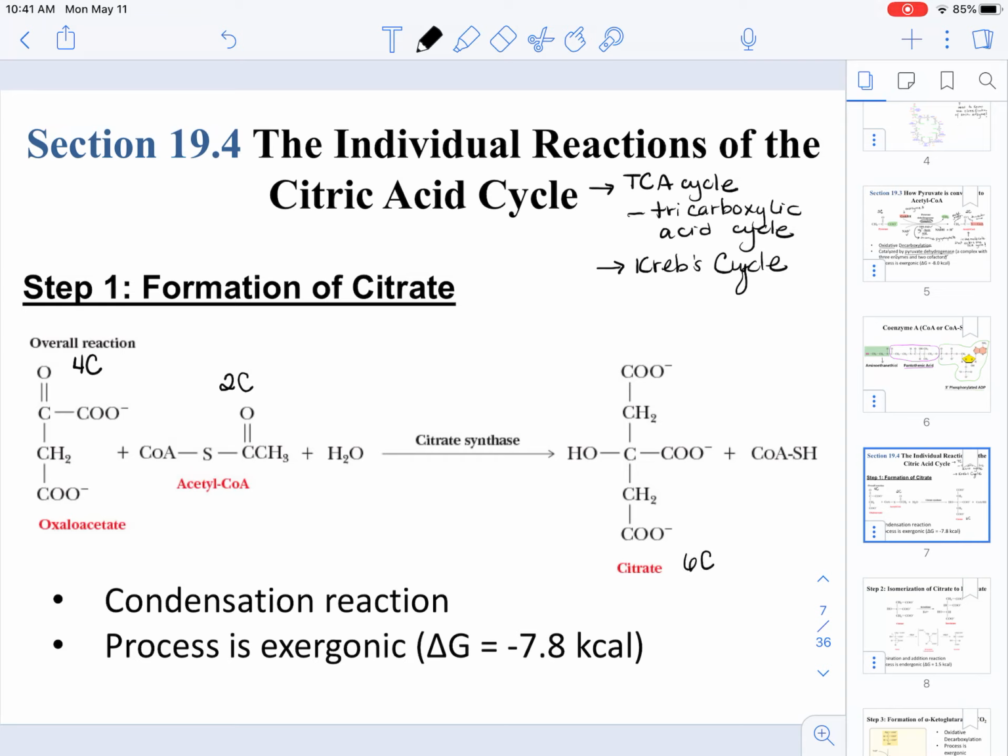As you can see, this condensation reaction is catalyzed by citrate synthase. And citrate synthase, as you can see, is taking these 2 molecules and gluing them. But as you can see, we are not hydrolyzing ATP. So this gives you the clue that citrate synthase is a lyase. The process of this condensation reaction is actually an exergonic process. So as you can see, energy is released when this reaction happens.